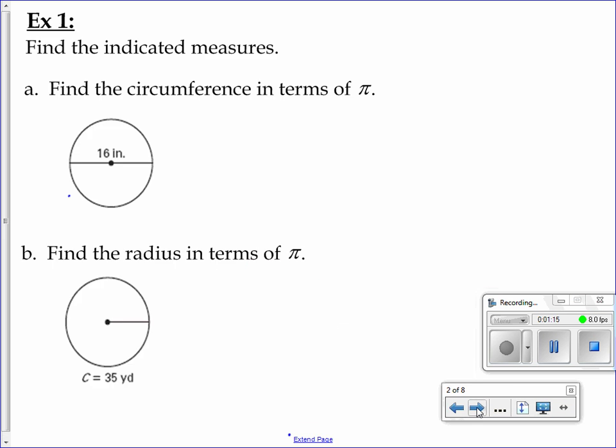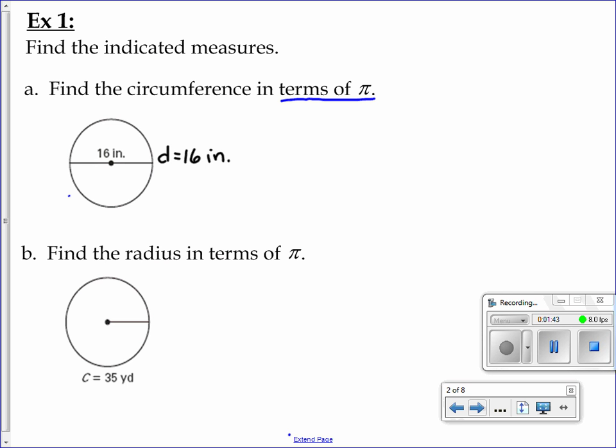Okay, example 1, we're going to find the indicated measures. So for part A, it says find the circumference in terms of pi. That just means no decimals. We're not going to actually multiply our answers with pi. So let's take a look at what we have. We have a circle. We're given that a segment that goes through the center is 16 inches. So this is actually the diameter.